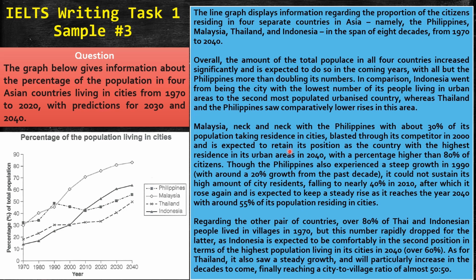Since this paragraph was already getting big, I separated the body paragraph into 2. So which 2 countries are left? Thailand and Indonesia, right? Regarding the other pair of countries, over 80% of Thai and Indonesian people lived in villages in 1970, but this number rapidly dropped for the latter, for the Indonesian people. Latter means the next one and the former means the previous one, as Indonesia is expected to be comfortably in the second position in terms of the highest population living in its cities in 2040. So see, Indonesia was in number 3, but then it will go to what? Indonesia was actually in number 4 in the last place, and then it will go to number 2.